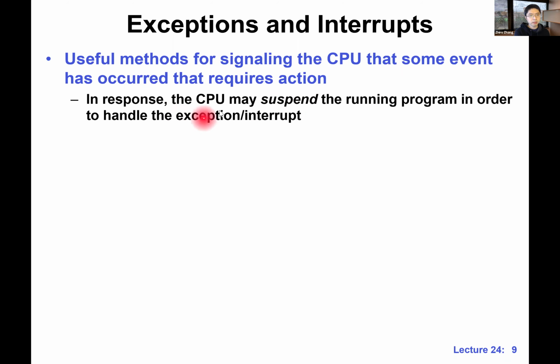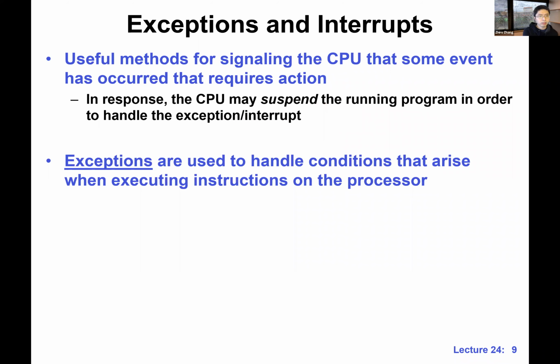In response, the CPU usually suspends. Suspend is an important keyword. It suspends the current running program, and then handles this exception or interrupt. Like I just mentioned, exceptions are used to handle conditions or events that happen inside the processor when we execute instructions. This is detected by the processor itself.